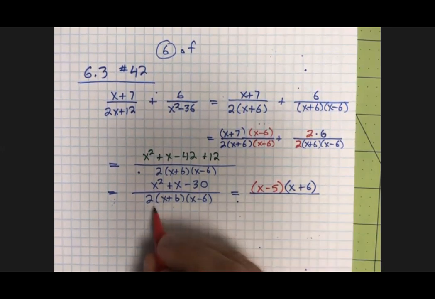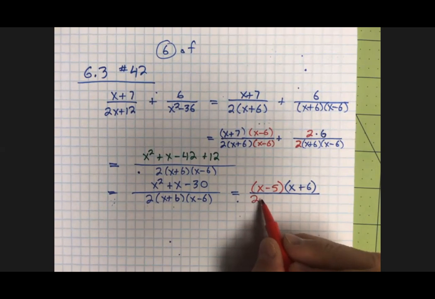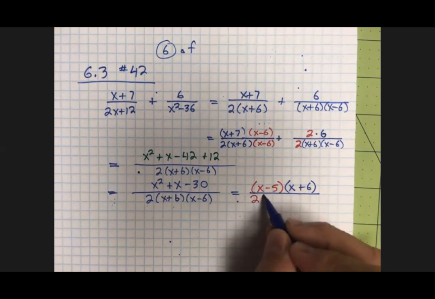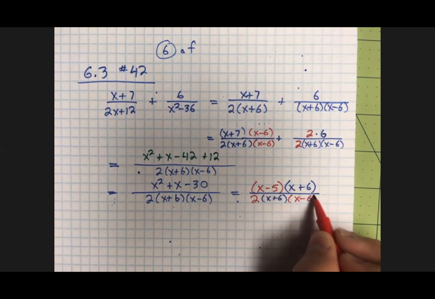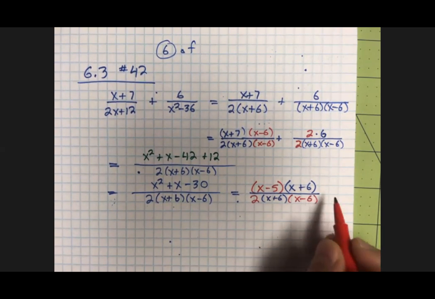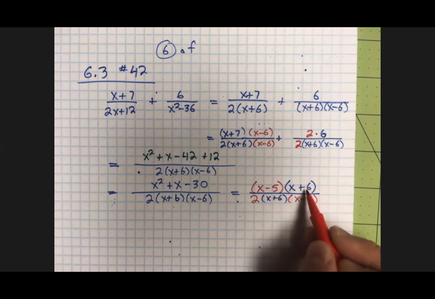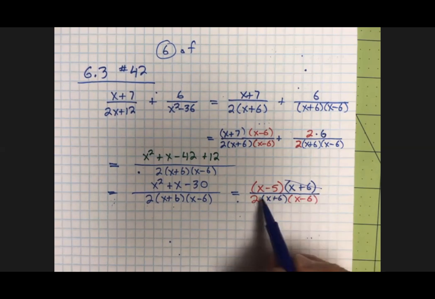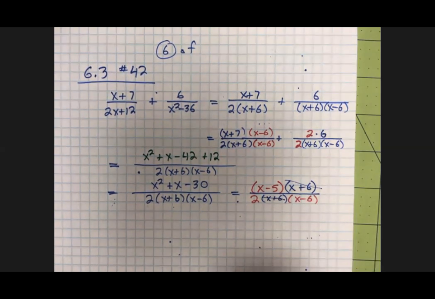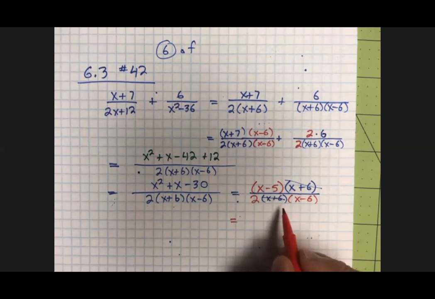And now what do I got downstairs? I got a 2, x plus 6, then x minus 6. Kind of reversed the colors from what I wanted, but I wanted to show you in the color that these two people match. X plus 6, they match. And now here's my final answer. The only thing left on the top is x minus 5. The only thing left on the bottom is 2 times x minus 6. No more canceling.